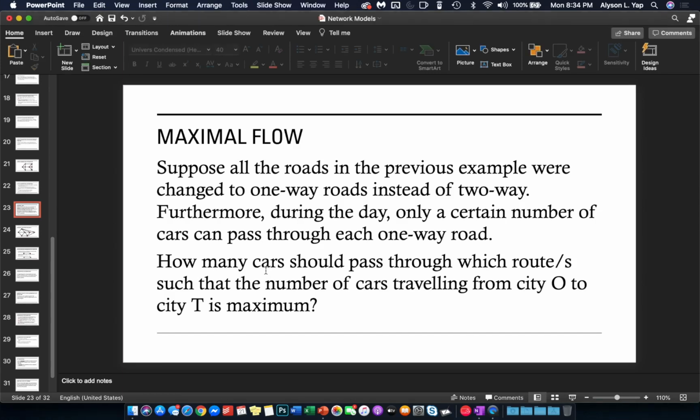Hello. For this video, we will be talking about the maximal flow problem. So please read through the basic sample that we will be using for the maximal flow problem. Suppose all the roads in the previous examples were changed to one-way roads instead of two-way, and furthermore, during the day, only a certain number of cars can pass through each one-way road. The question is how many cars should pass through which route or routes such that the number of cars traveling from city O to city T is maximum.